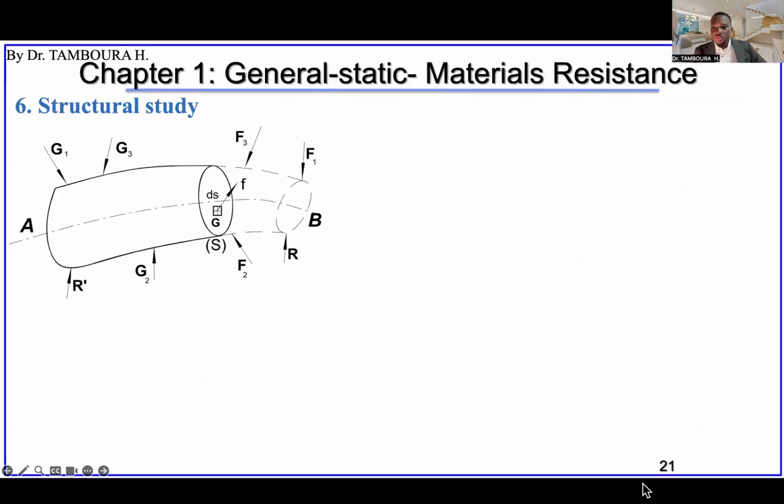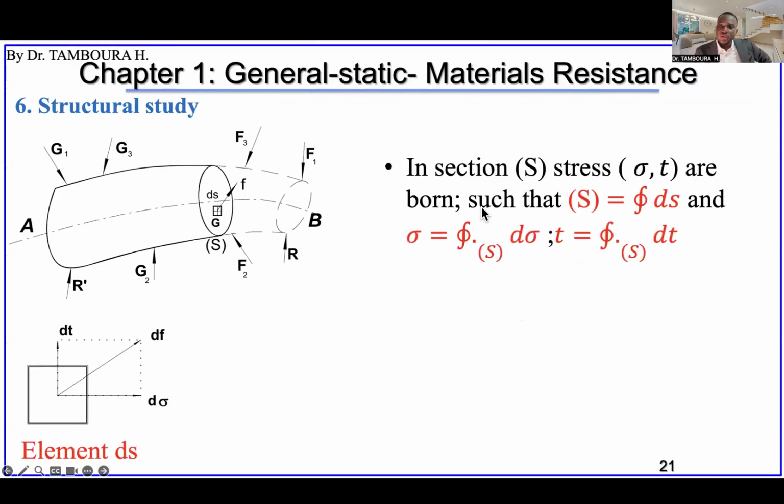Okay, so stress, this section S, this section we have here. In this section, stress sigma and tau, T if we want. Sigma, you remember, is normal stress. This T is shear stress. We have both in this section.